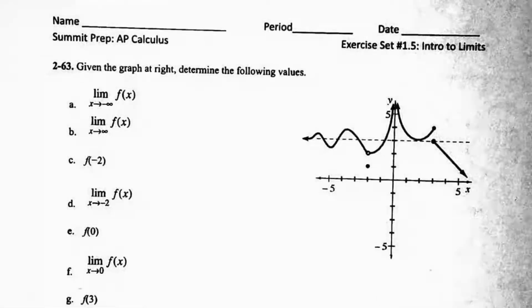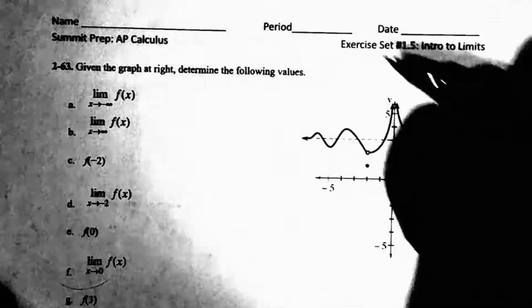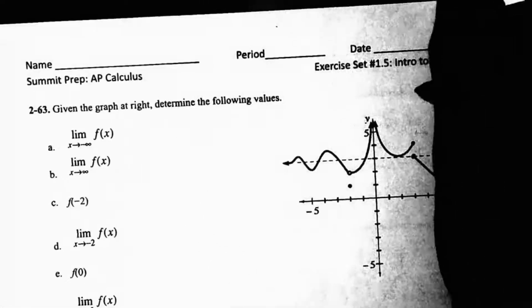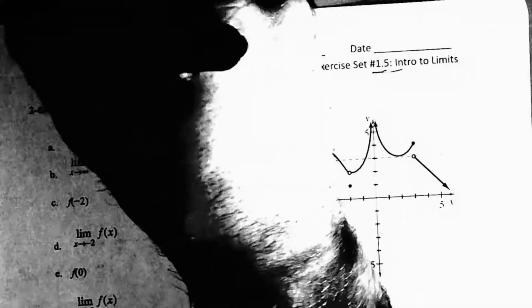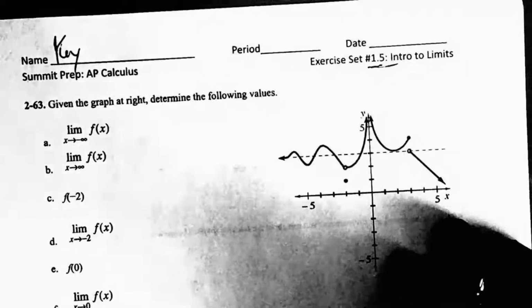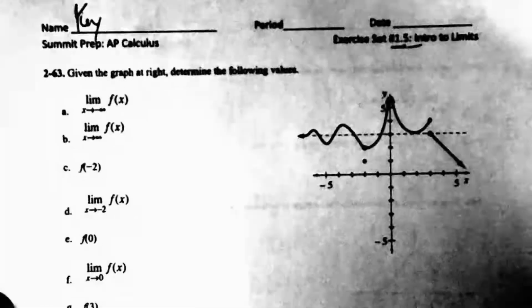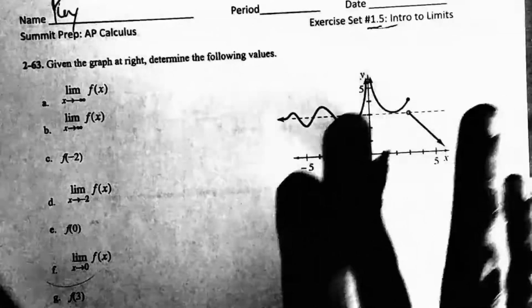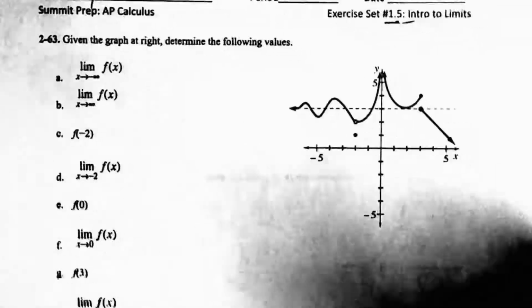Hey guys, this is the answer key to exercise set 1.5. Okay, so 263: we have a graph to the right and we're identifying limits and outputs of different values.